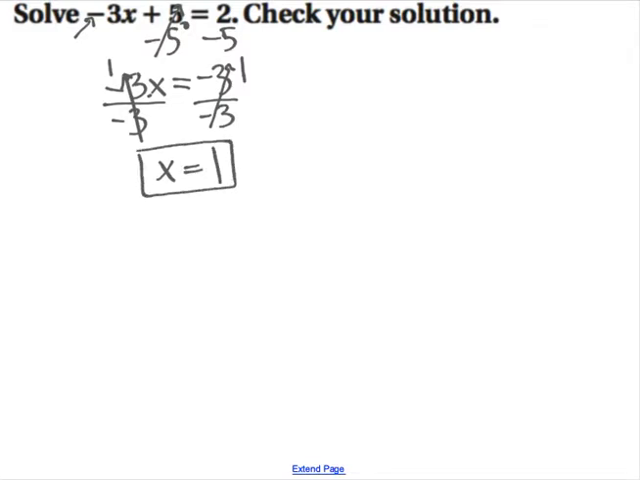Next, we're going to want to double check the answer real quick. The original equation, negative 3x plus 5 equals 2. And in place of the x, I'm going to put 1. So this is negative 3 plus 5 equals 2. That's actually true. So it's properly checked.